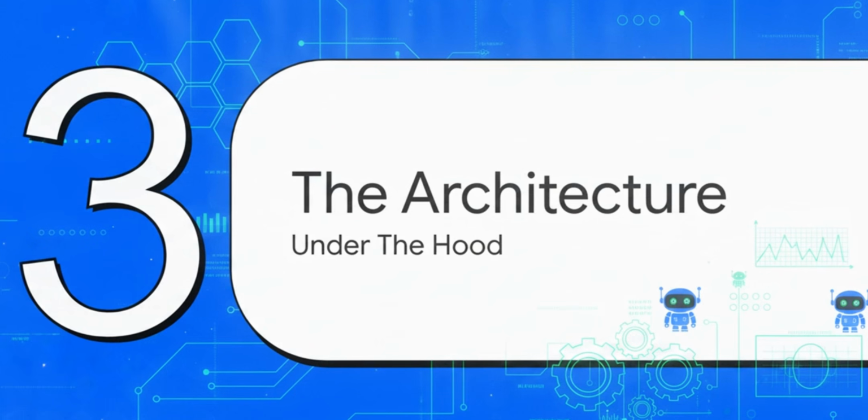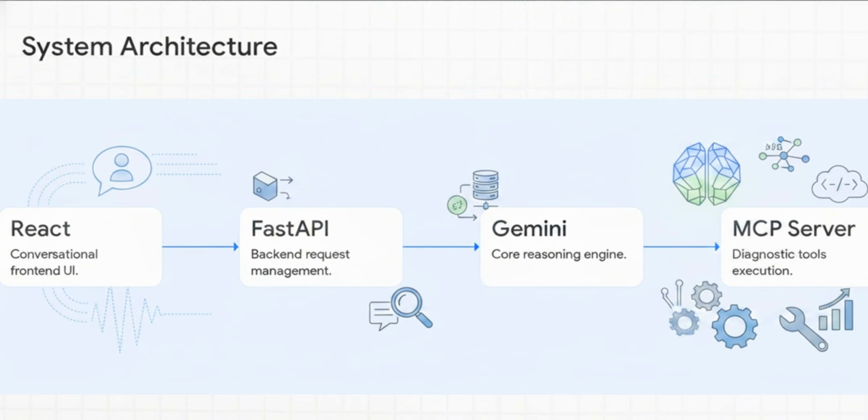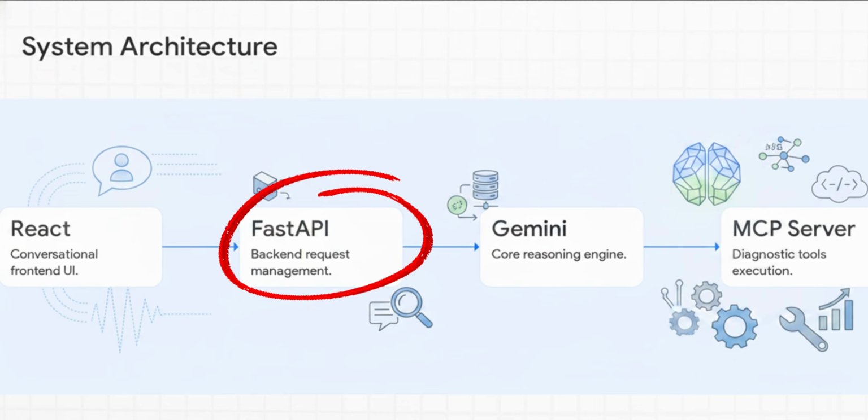Section 3. Under the hood, the architecture. Let's see how this actually works. To understand how this agent perfectly bridges the gap between thinking and doing, we have to look at its 4-part tech stack, which is heavily built on TypeScript. First up, you've got the React frontend. That's your conversational UI. Then, the FastAPI backend handling all the request traffic and file uploads.